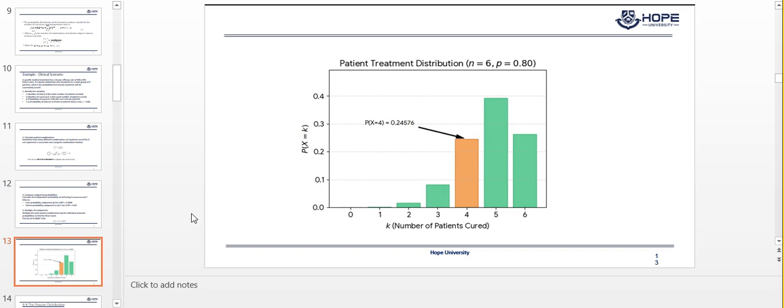Visually, you can see the patient treatment distribution, with total number 6 and probability of success 0.8. Go to the horizontal row, which is the number of patients cured, and the vertical row, the probability of success of the drug. The probability of x in this column should be equal to 0.24576.